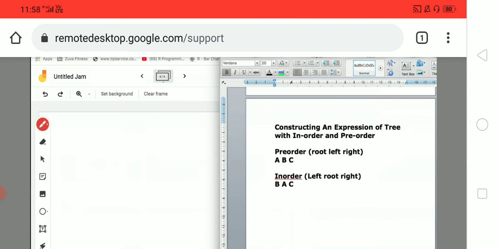Now I would like to construct a tree with the help of these expressions. To construct a root node, we use preorder, and to construct the left node and right node, we follow inorder. For constructing a root node, we have to follow preorder. After that, with the help of these two only, we can construct a tree. So now we follow the preorder.